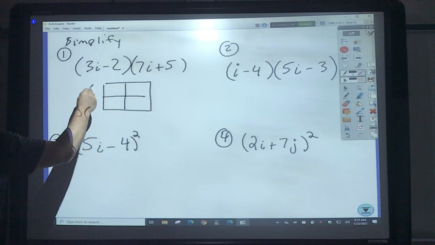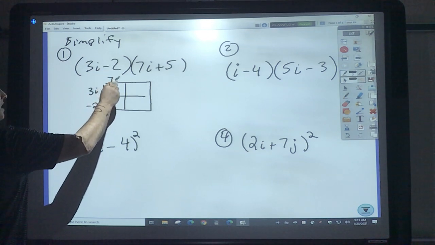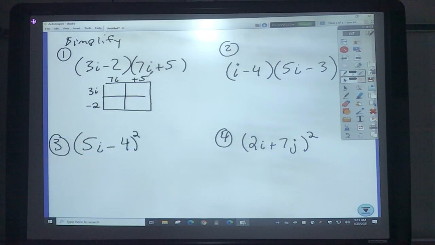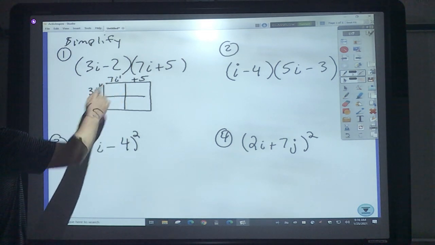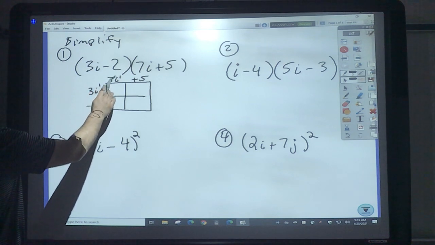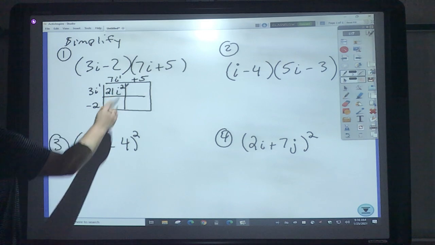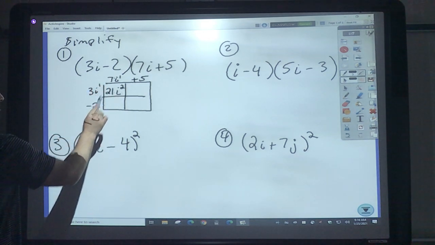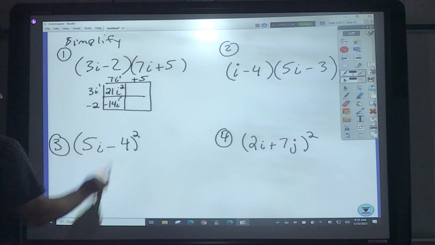So what I do is I put this 3i here, and I put this -2 here. I put 7i here, and I put 5 here. Now, all we're doing is our multiplication rules. I'm going to put these ones there, which basically says multiply the coefficients, add the exponents. So 3 times 7 would be 21, and if I add the i's, that would be i squared. Then I would do this times this, so 7 times -2, which would be -14i.